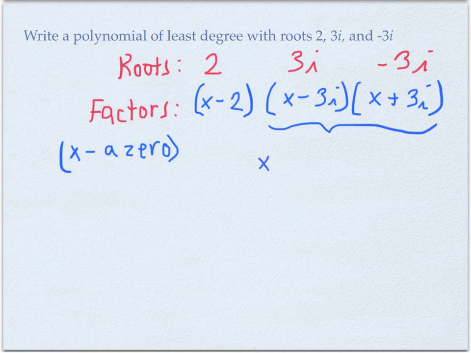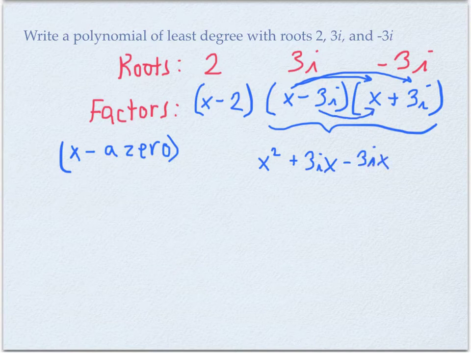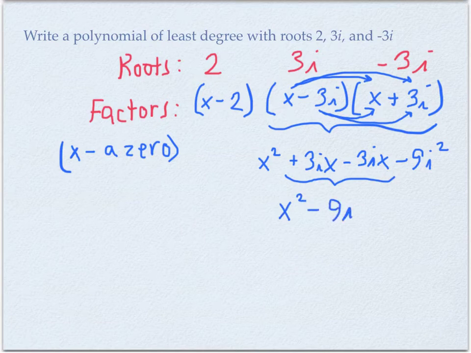So notice x times x is x squared. I'll just draw it out here. X times x is x squared. X times 3i is plus 3ix. Then I do the same thing with this term. Negative 3i times x is minus 3ix. And negative 3i times plus 3i is minus 9i squared. Well, I think you can see that these two are going to cancel out. So I'll end up with x squared minus 9i squared.